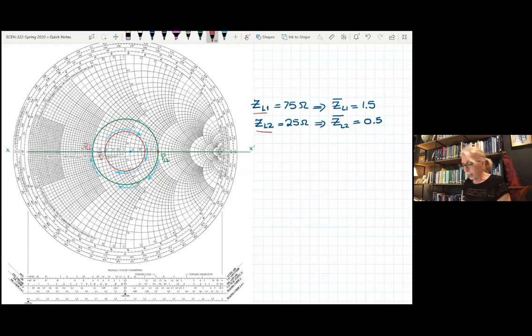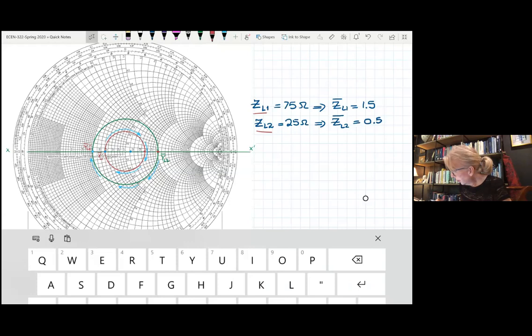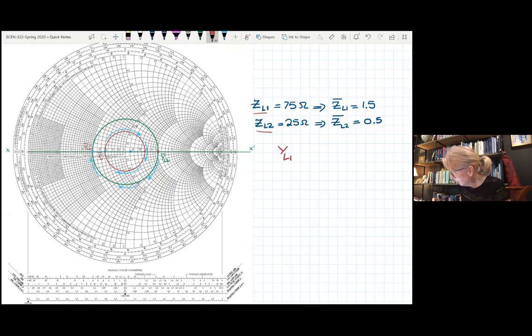The admittance, we go from here, from impedances to admittances. The admittance normalized for ZL1 is YL1, which is 0.66. And YL2 is 2. Okay, so YL2 is here, YL1 is here.